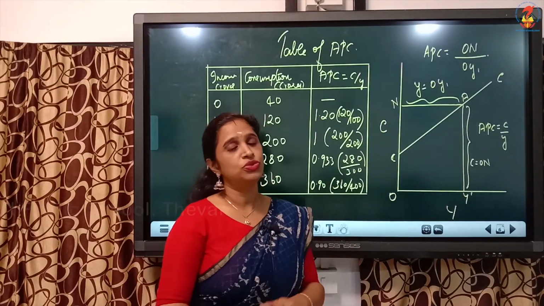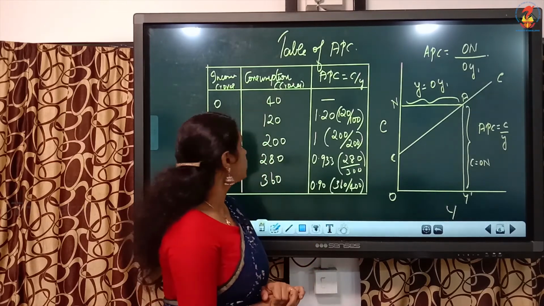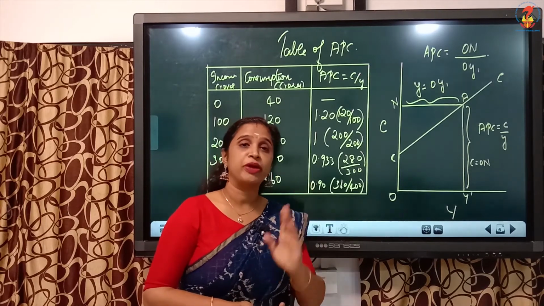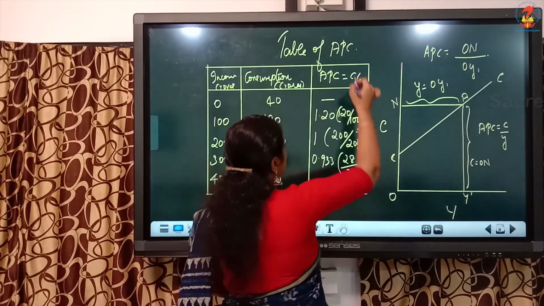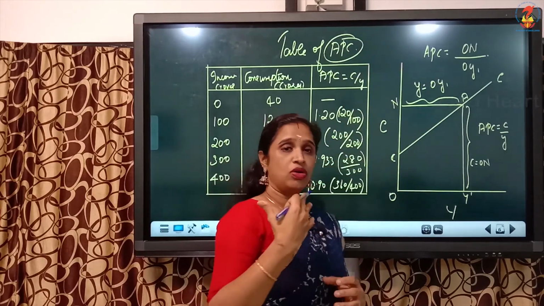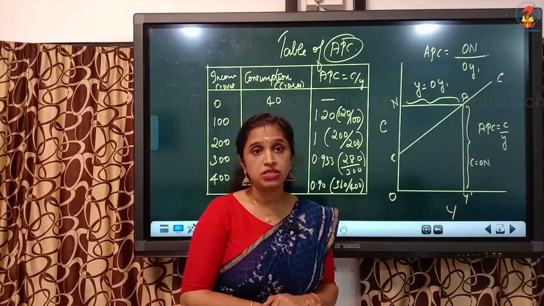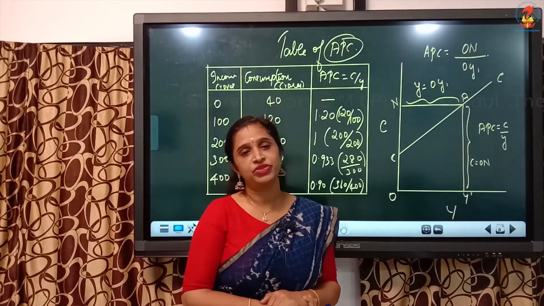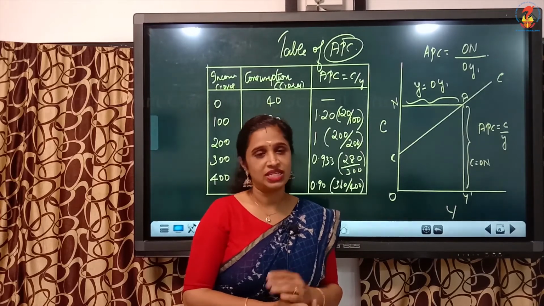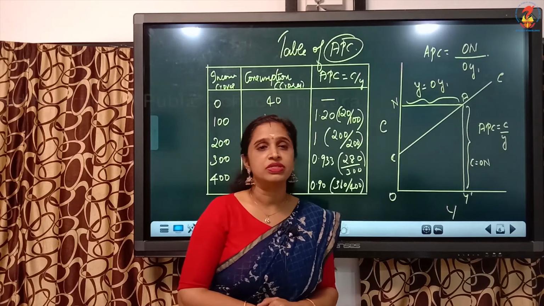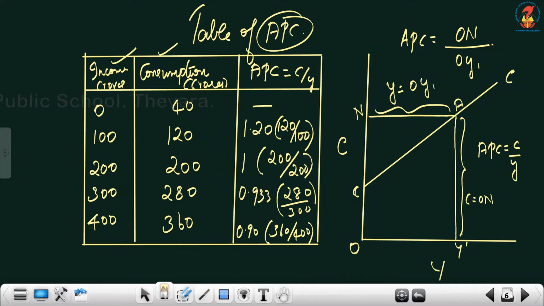Now we will move on to the schedule of APC for a better understanding. Now here I have used the same table that I have used from the beginning. Now in order to find out APC schedule, what all components, items do we need? What is the formula of APC? APC is equal to C by Y. Therefore, the two components that we need to explain the table is, one is Y, that is income, and the other one is C, which is consumption. So, I have written the table on the basis of income and consumption.